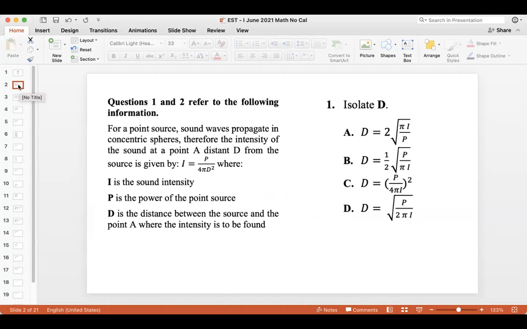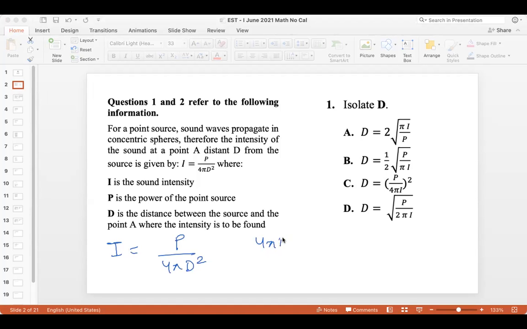For a point source, sound waves propagate in concentric spheres. Therefore, the intensity of the sound at a point A, distant d from the source, is given by I is equal to P divided by 4 pi d squared, where I is the sound intensity, P is the power of the point source, D is the distance between the source and the point A where the intensity is to be found. Isolate D. So we have I is equal to P divided by 4 pi d squared.